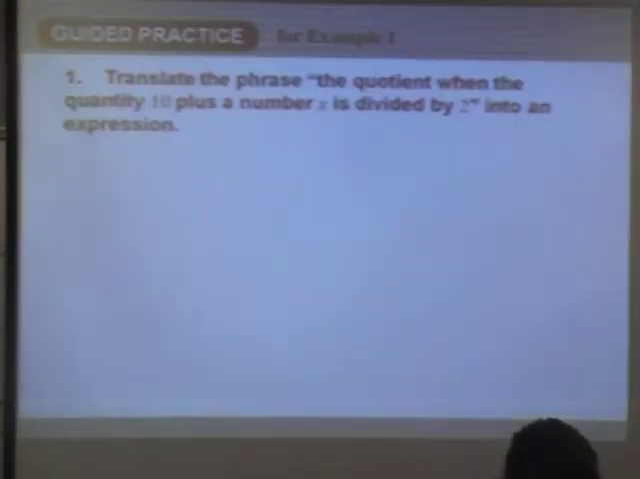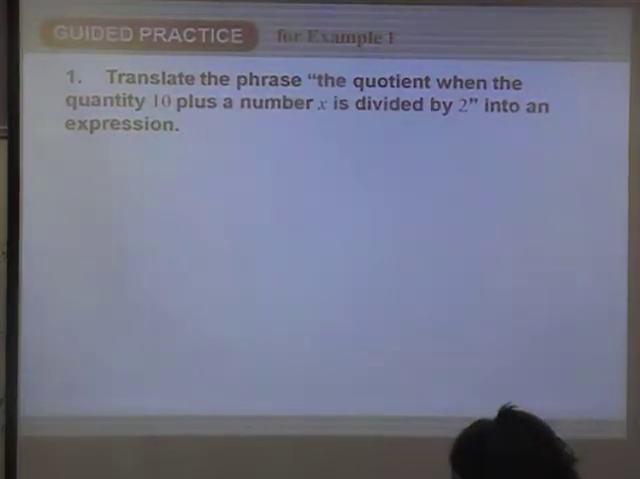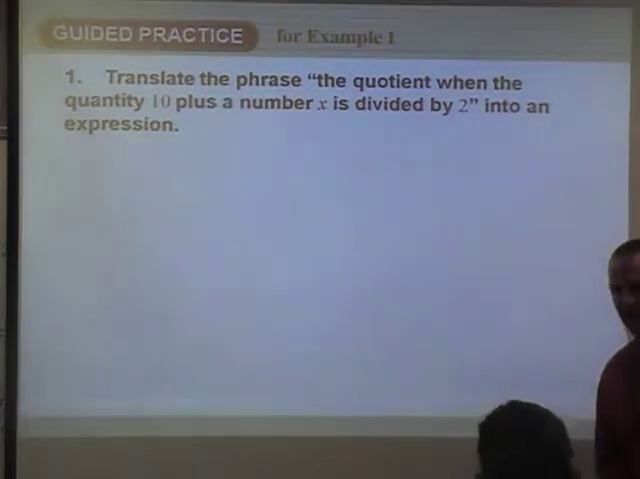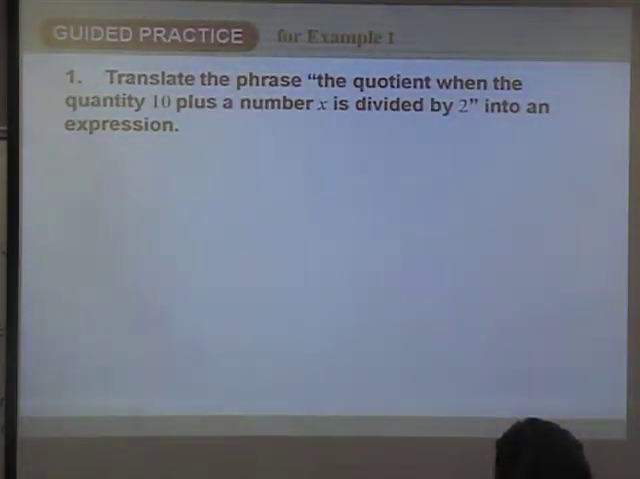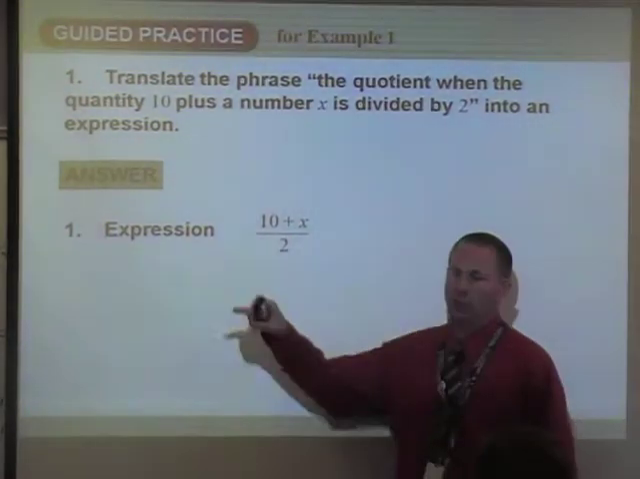Translate the phrase: the quotient when the quantity 10 plus a number x is divided by 2, into an expression. Quantity means what again? Grouping. Parentheses. What do you think? Noah: In parentheses 10 plus x, parentheses divided by 2. Yeah. Now, if you write it as a fraction, 2 over, you won't need the parentheses because the fraction bar is your grouping symbol.